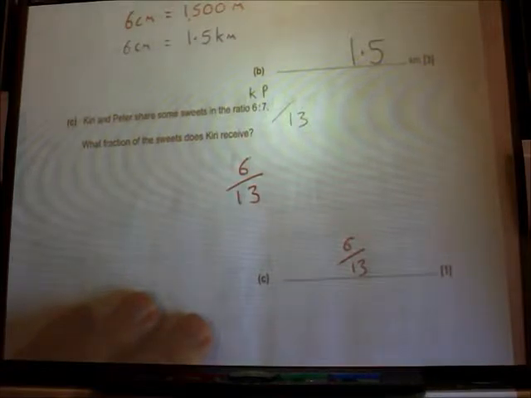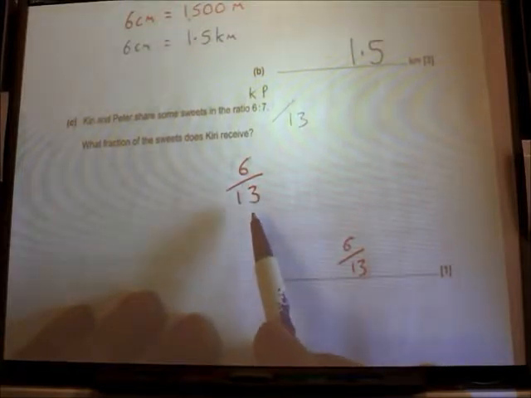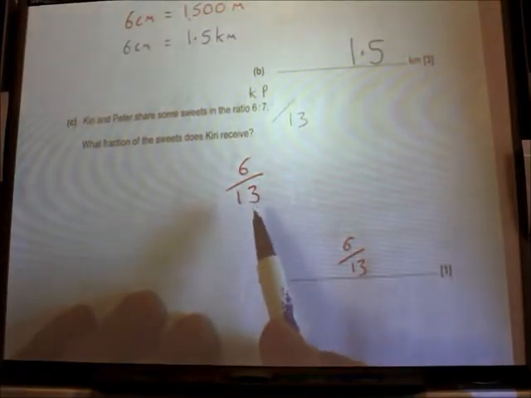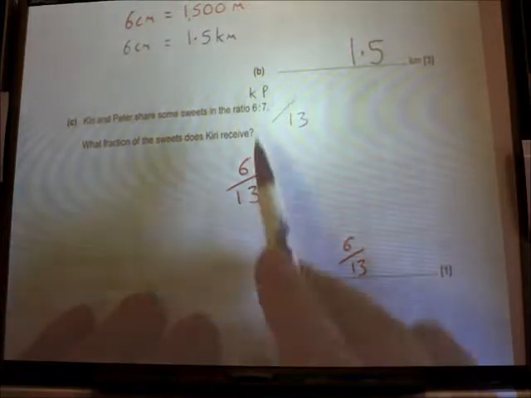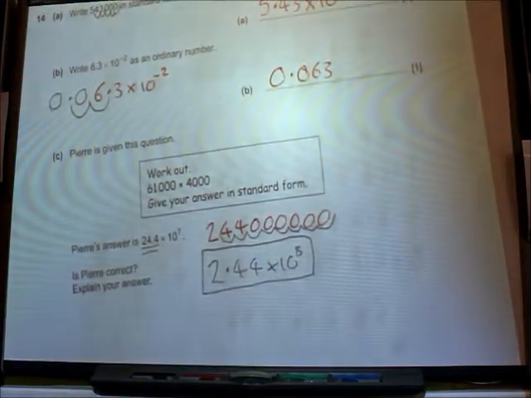A common mistake for that is to put 6 over 7, but don't forget the denominator, or the bottom number, we say the denominator represents the total number there are. So the total number of sweets is 13, and Kiri has 6 of them. Question number 14.